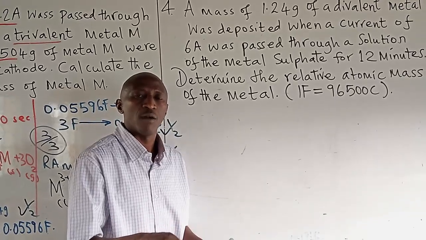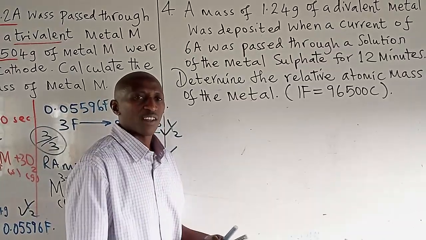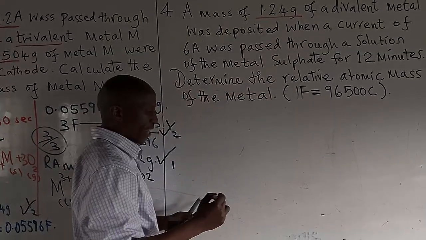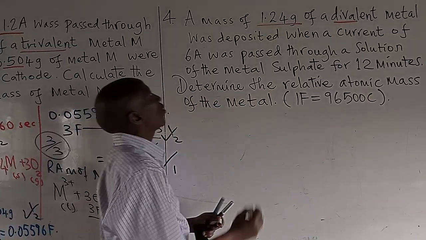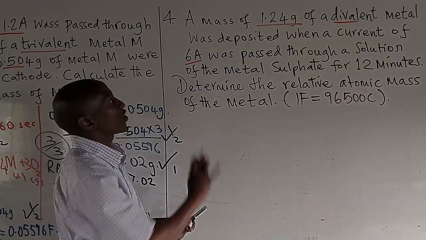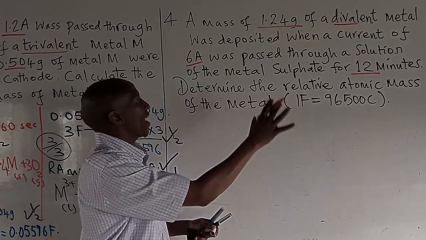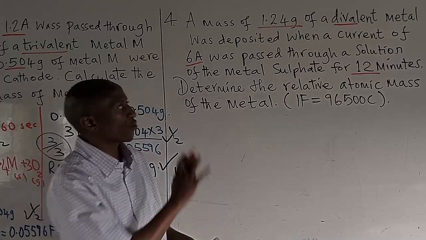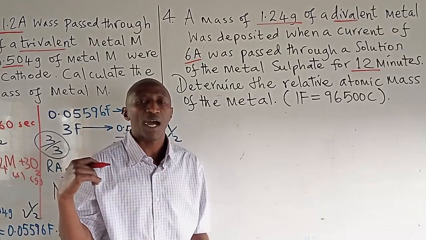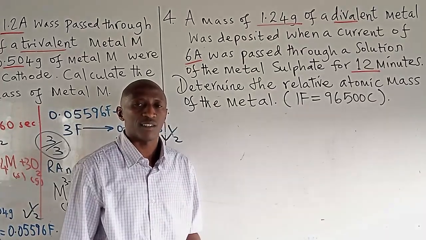So you can pause on the video, work it out, and then play back and see if you are able to get it right. How does the question read? The question reads: a mass of 1.24 grams of a divalent metal was deposited when a current of 6 amps or 6 amperes was passed through the solution of metal sulfate for 12 minutes. Determine the RAM of the metal that was deposited. So viewers, pause on the video, work it out with the area approach, and see if you will be able to assess your understanding correctly.